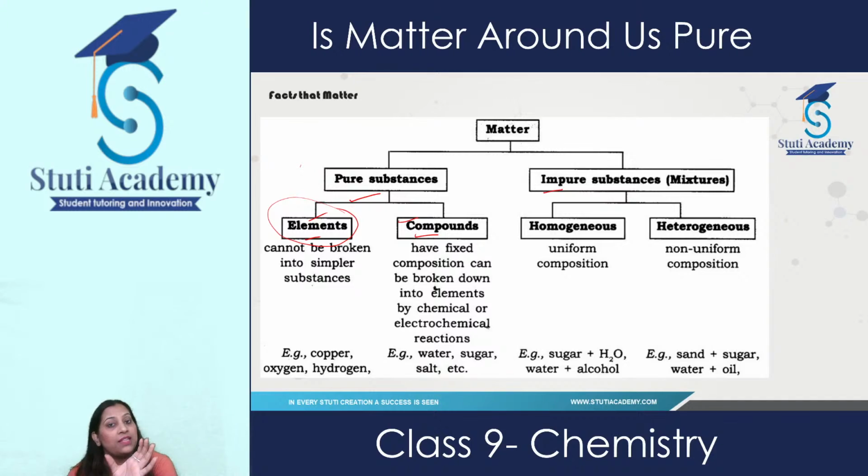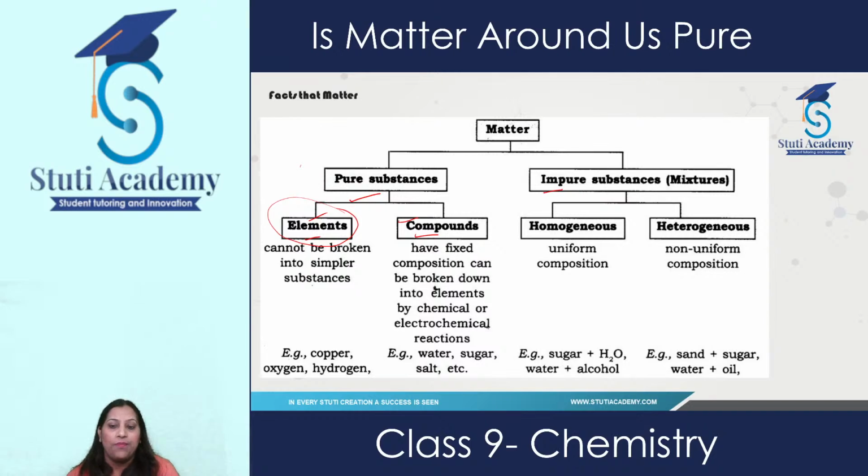Their composition is fixed, and they can be separated by chemical methods. So these two come under the category of pure substances. An example of compounds are water, sugar, salt. They are compounds.